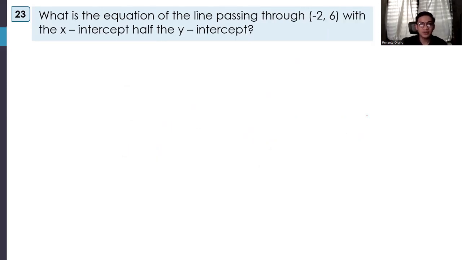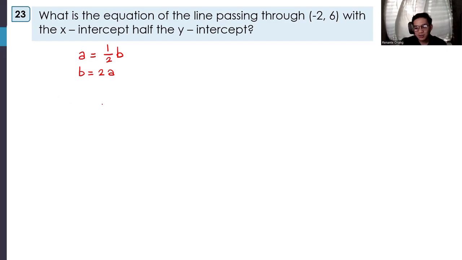Number 23. What is the equation of the line passing through negative 2, 6 with the x-intercept half the y-intercept? So, for this one, binigyan tayo ng clue na yung ating A, which is our x-intercept po daw, is 1/2 ng ating B, which is our y-intercept. So, ilipat lang natin sa kabila. Pwede siyang i-rewrite. Magiging B is equivalent to 2A.